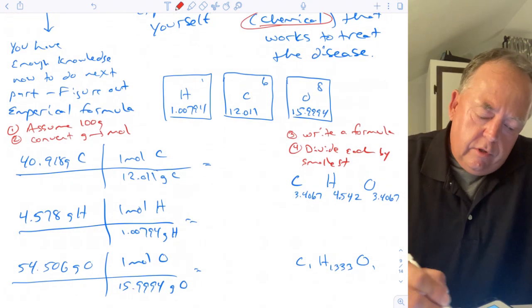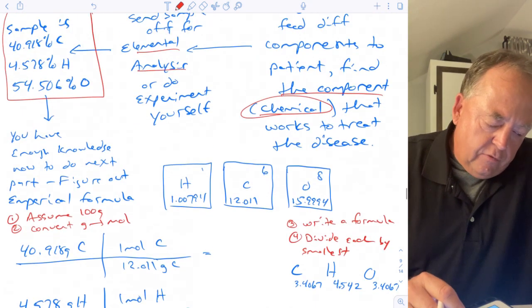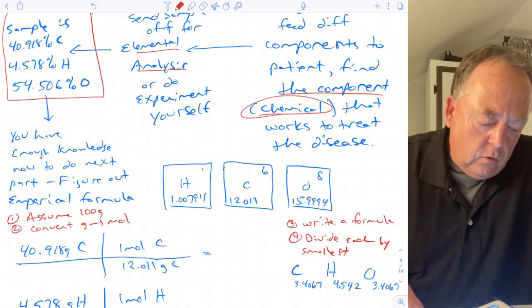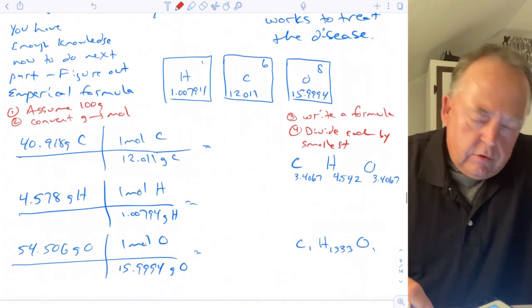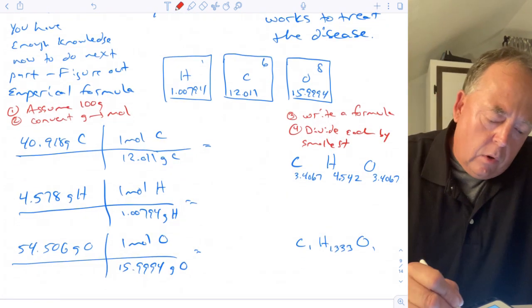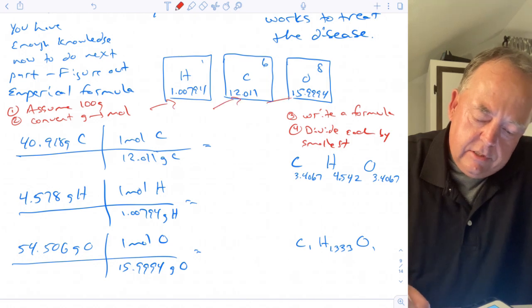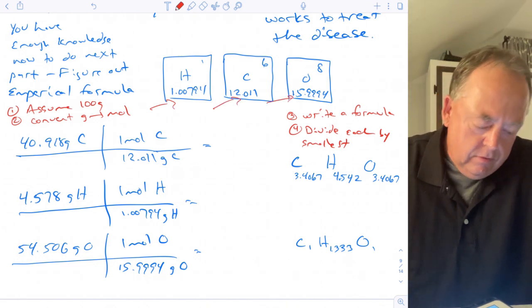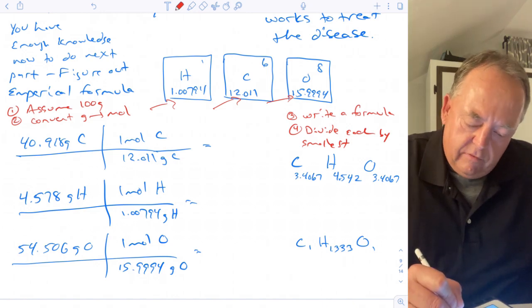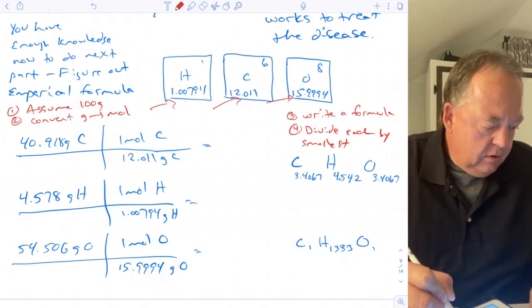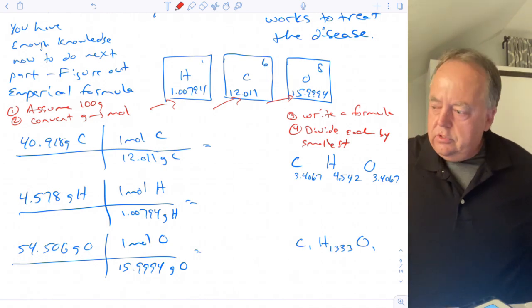So you're going to assume there's 100 grams. That means there's 40.918 grams of carbon, 4.578 grams of hydrogen, 54.506 grams of oxygen, and you're going to convert those grams to moles using the molar masses of each of these different elements, which you get from the periodic table, right? So 40.918 grams times 1 mole of carbon over 12.011 grams would give you how many moles of carbon?